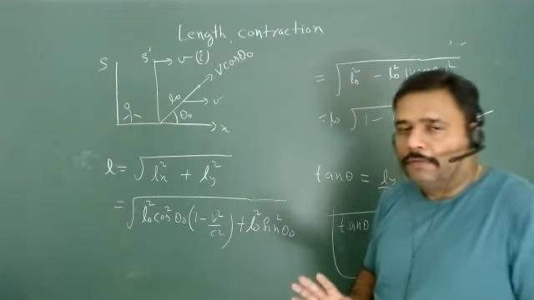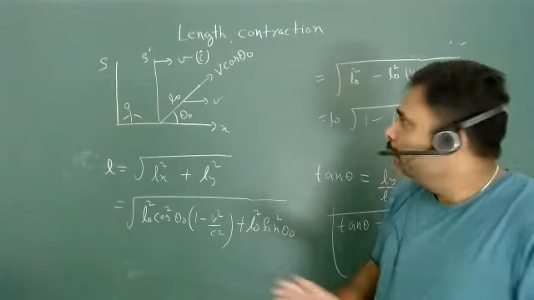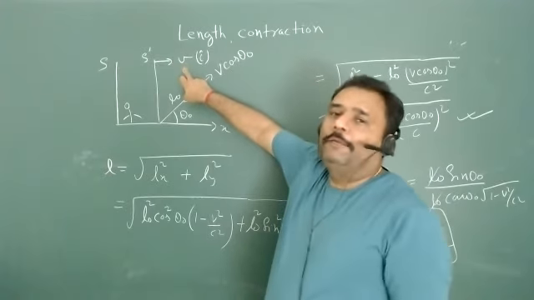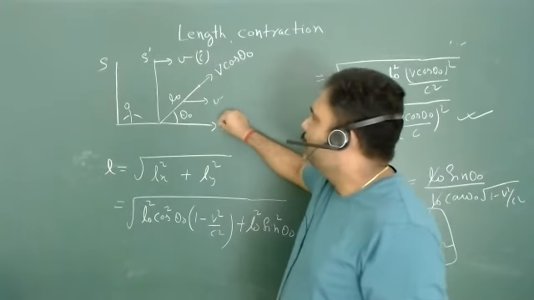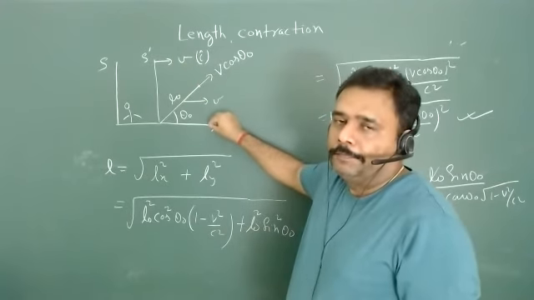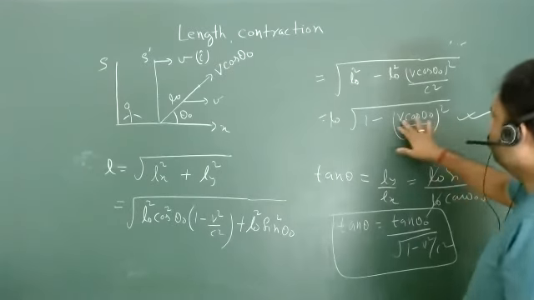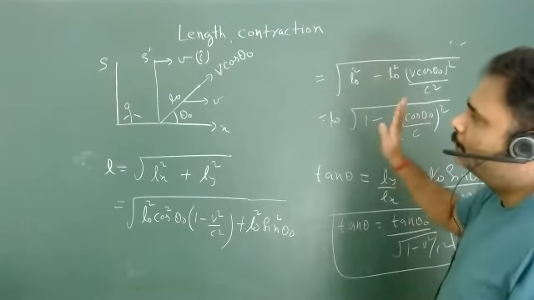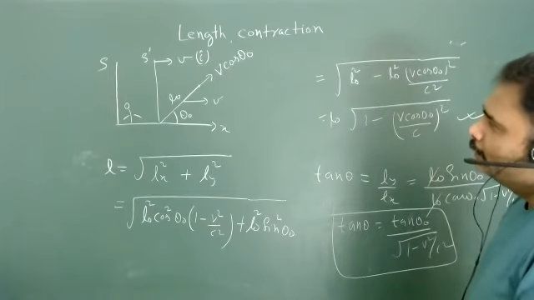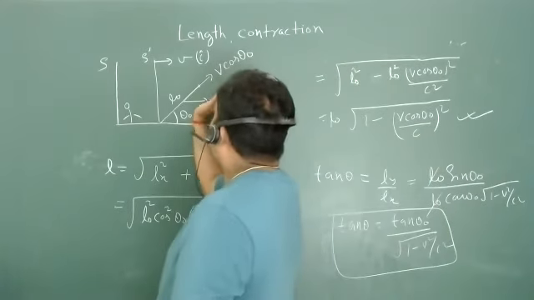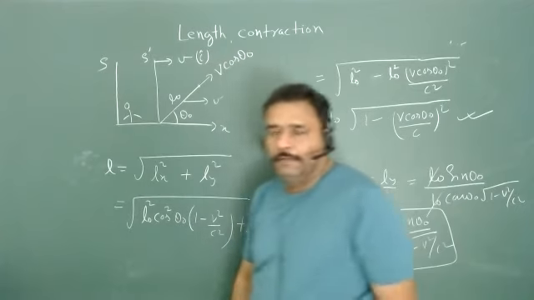Are you getting this thing? Look at the final answer that is coming: what is v cos theta naught? If I ask you what is v cos theta naught, you can easily say v cos theta naught is nothing but the component of v along the length of the rod.